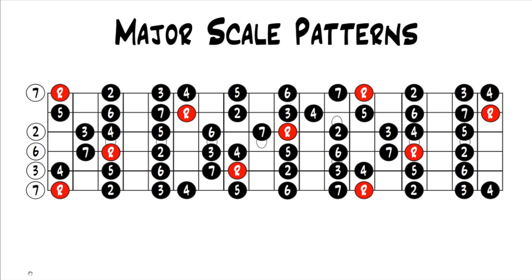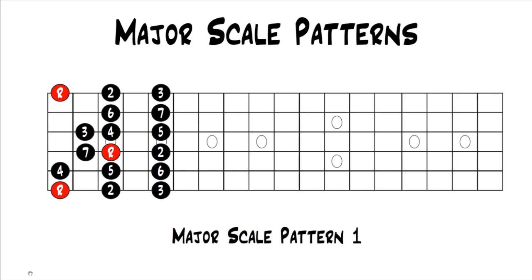So here is major scale pattern number 1. As you can see, what we've done is take a portion of the whole scale up the whole neck and just broken out a piece of it. So we started here with the root and we just went in order: root, 2, 3, 4, 5, 6, 7, repeated root, 2, 3, 4, 5, 6, 7, root, 2, 3. So it ended on that higher major 3rd.